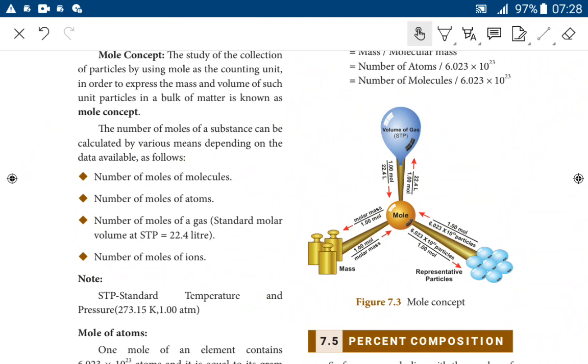Also, 1 mole of any substance has the Avogadro number of particles, 6.023 into 10 power 23 particles. Simple explanation using picture 7.3.